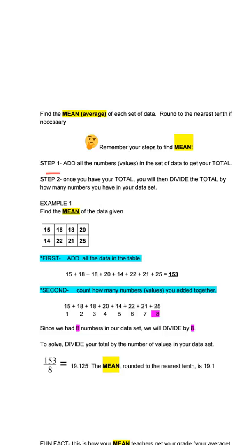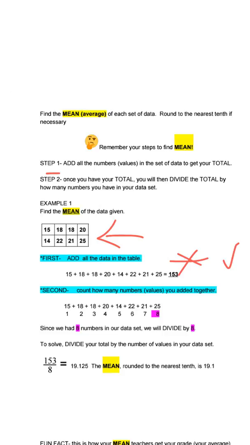All right. So we look at right here. These are the numbers that we're looking at, guys. So we need to add all of those numbers, and we're going to get our total. If we look right here, there's our total right there. So we added 15, 18, 18, 20, 14, 22, 21, 25, and we got a total of 153. So step 1 is done.